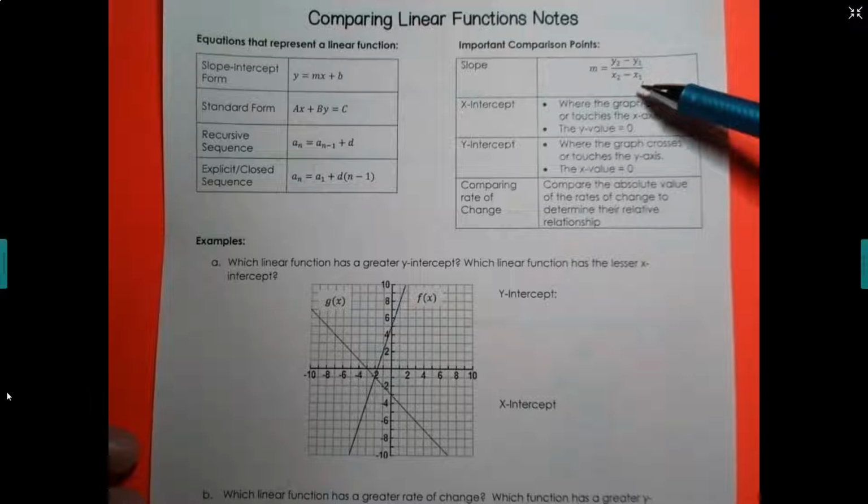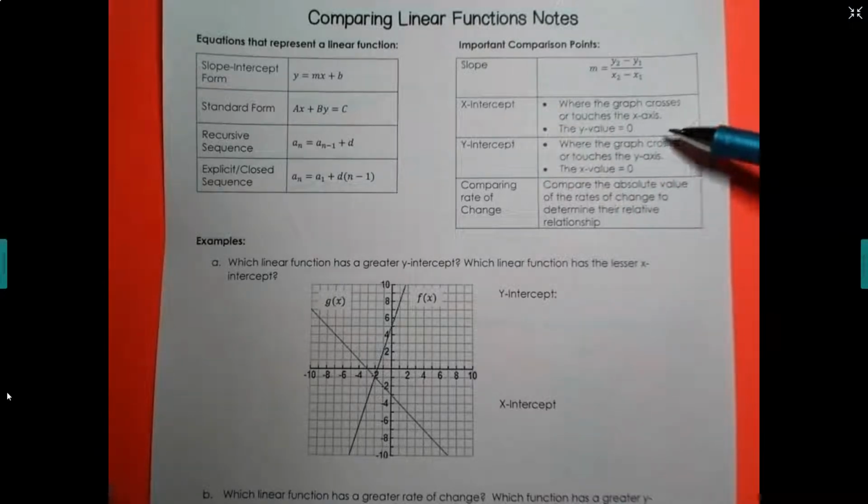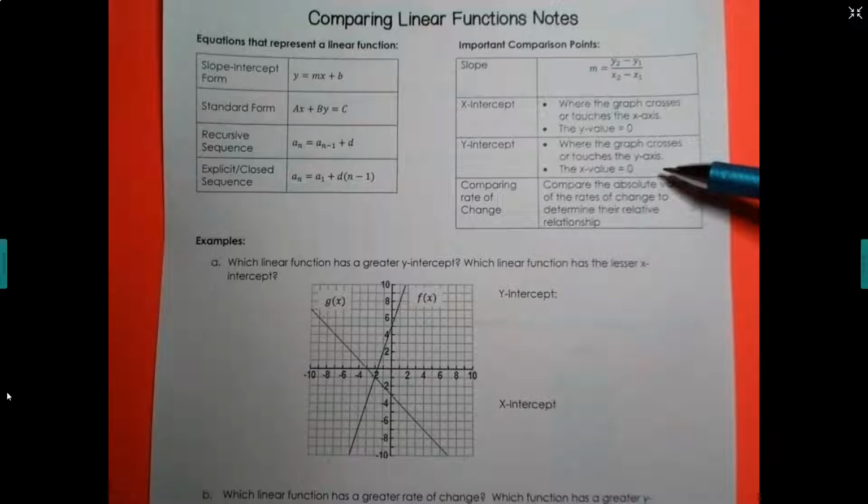Slope, remember we just did last week, is y minus y over x minus x, the change in y over the change in x. The x-intercept is where the graph crosses or touches the x-axis, and the y value there is always 0. The y-intercept is where the graph crosses or touches the y-axis, and the x value there is always 0.